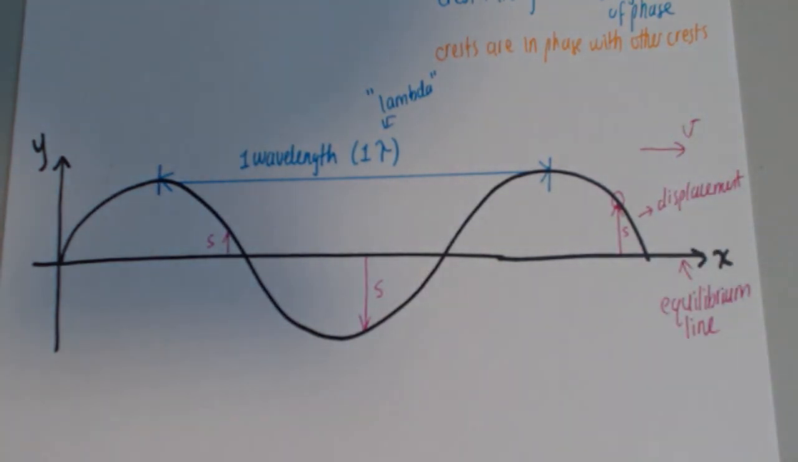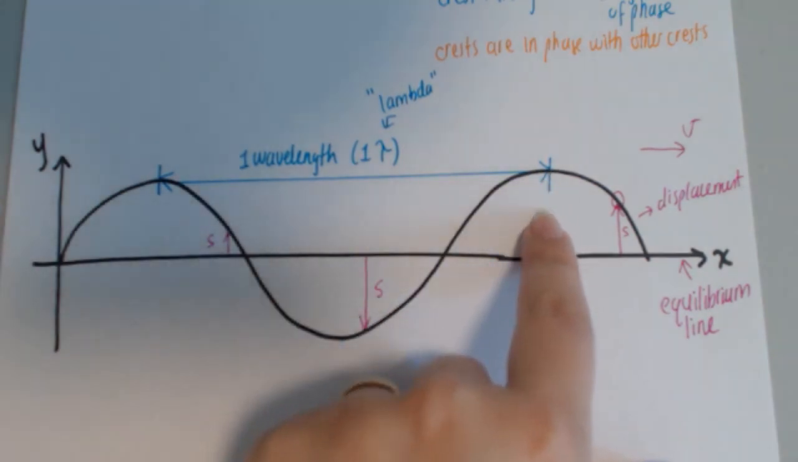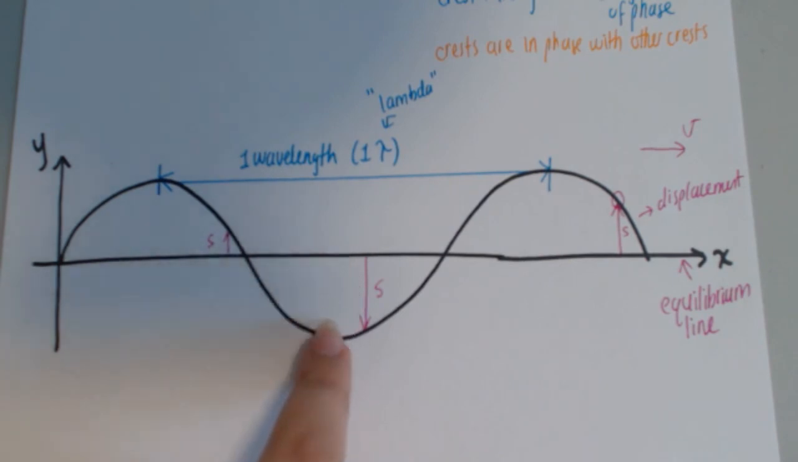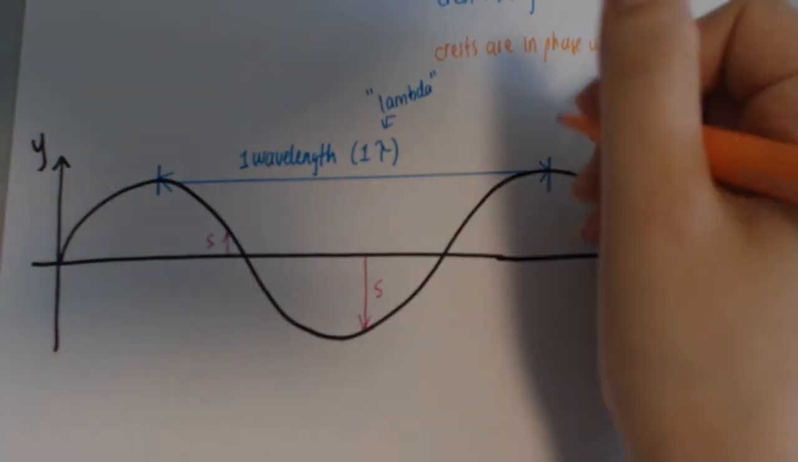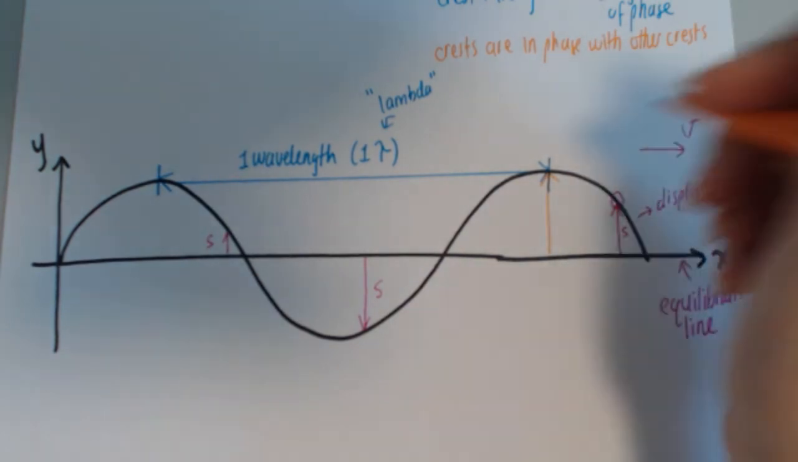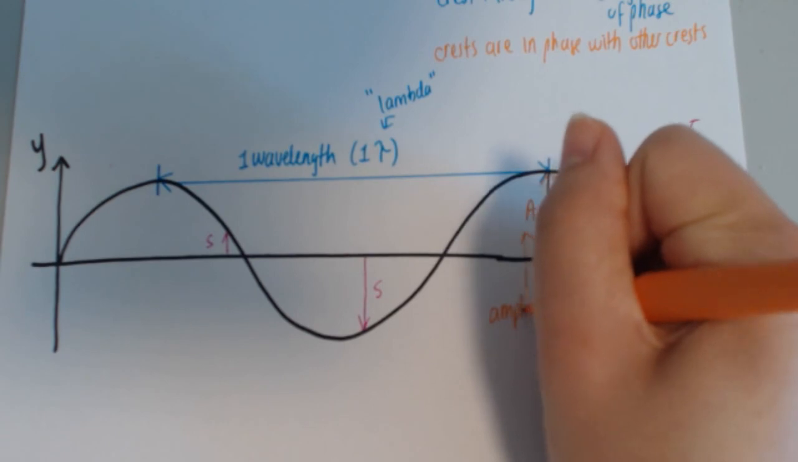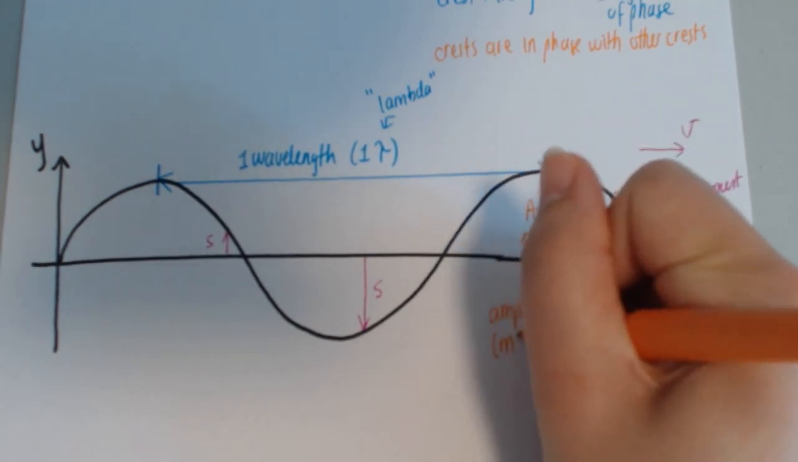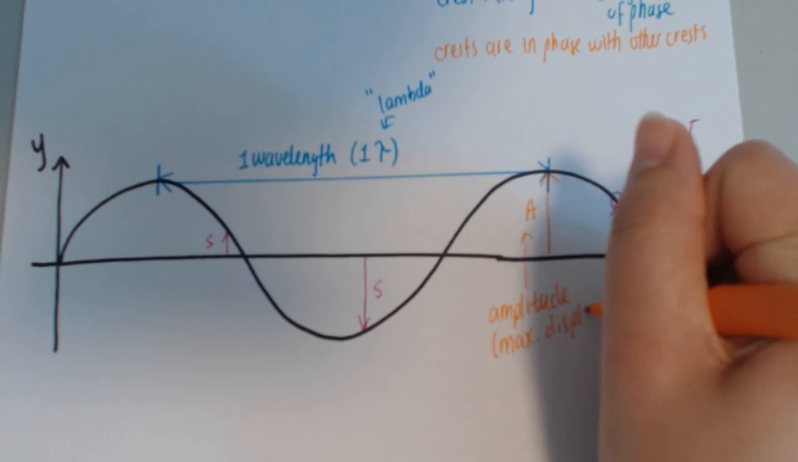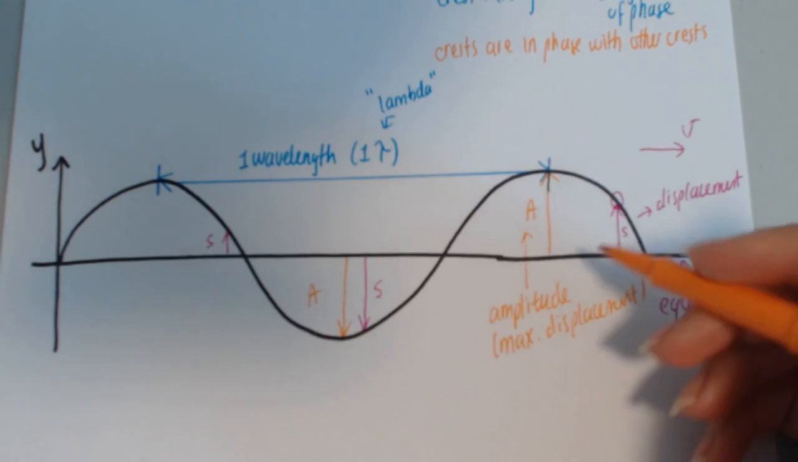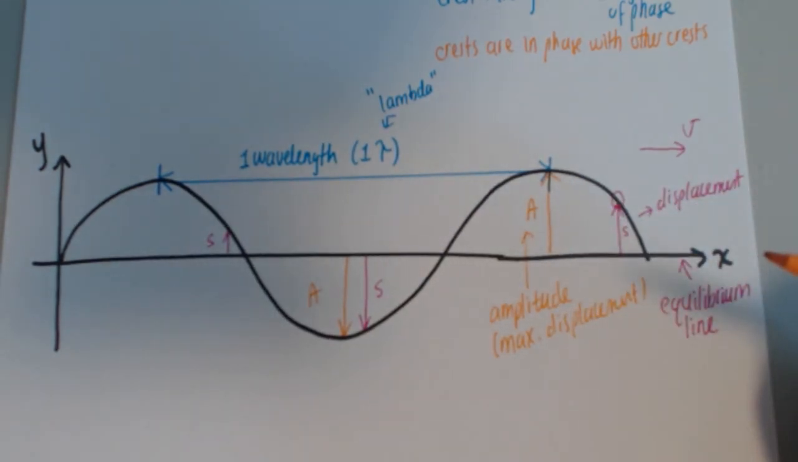Now displacement varies along the wave. If you look, there is a maximum displacement along the wave. You can have it from the equilibrium line to the crest or the equilibrium line to the trough, whichever you choose. It would be the same magnitude of displacement. Let me use orange here. So this maximum displacement is given a special name. We call that the amplitude. So this is the maximum displacement. And amplitude can be measured from equilibrium to crest or equilibrium to trough. Okay?